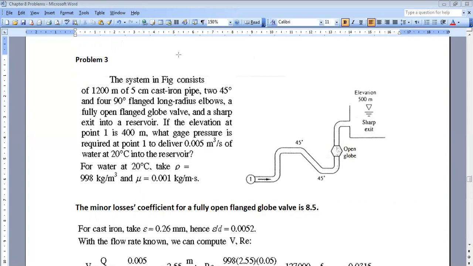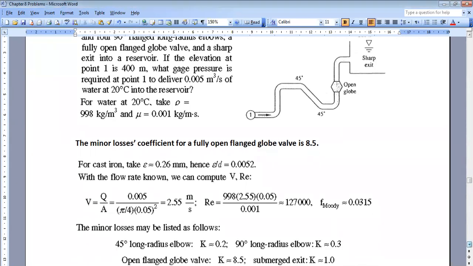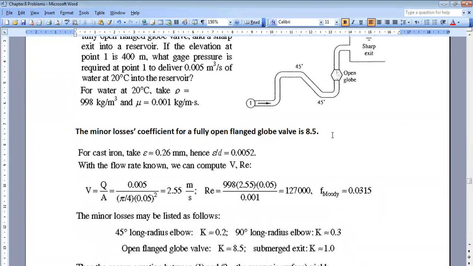Okay, so the diameter is given here. So first, as we said, we find epsilon. We have the diameter. We get epsilon over D. Then, since we have also, they are giving us the flow rate. Okay, the flow rate is given.